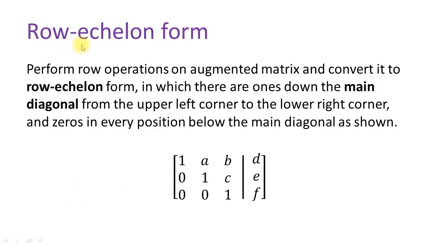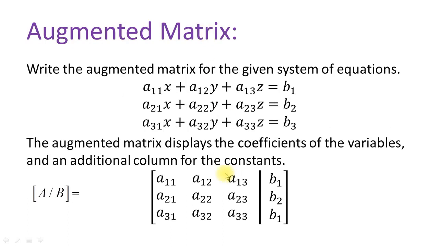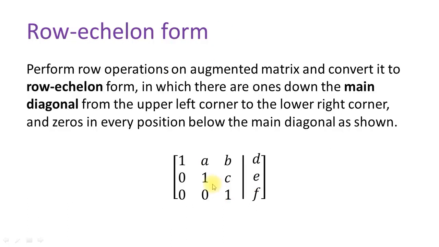Now use row echelon form. Convert this augmented matrix to the row echelon form. For row echelon form, perform row operations on the augmented matrix and convert it into row echelon form, in which there are ones down the main diagonal from the upper left corner to the lower right corner, and zeros in every position below the main diagonal as shown here.